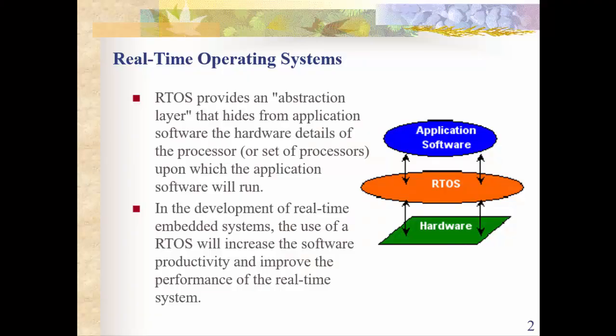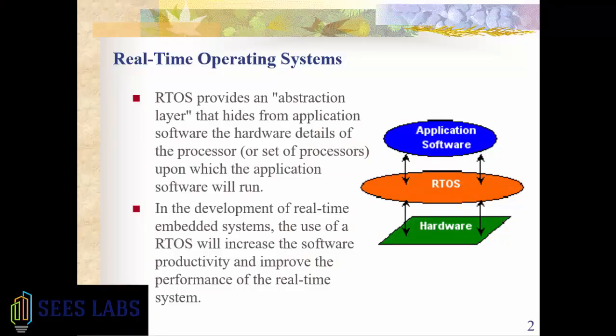Real-time operating systems are specialized operating systems which are used to manage the processes inside real-time systems. Just like normal operating systems, the real-time operating system provides an abstraction layer between application software programs and hardware. In other words, the real-time operating system hides the details of the hardware, such as a processor or set of processors, from the application software.